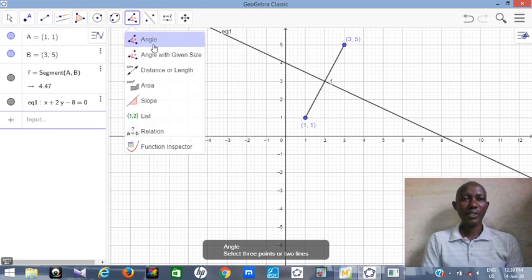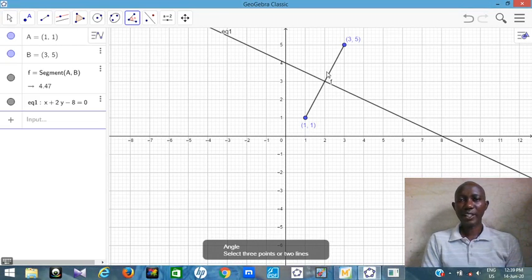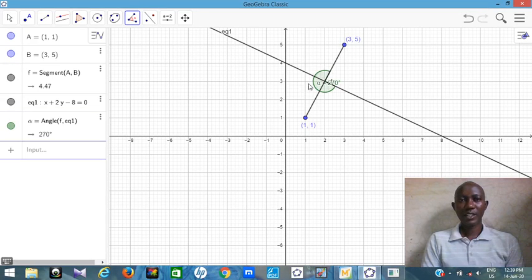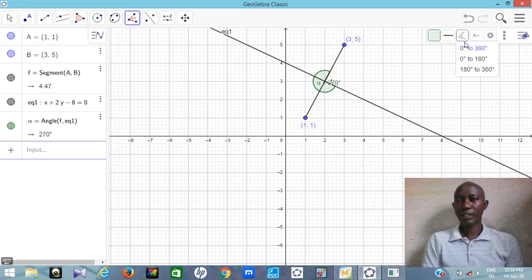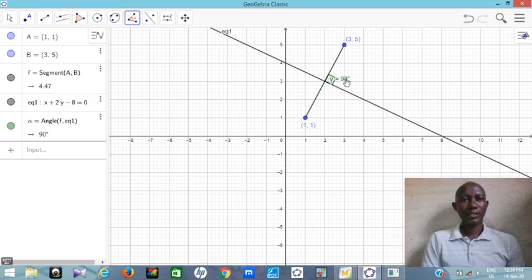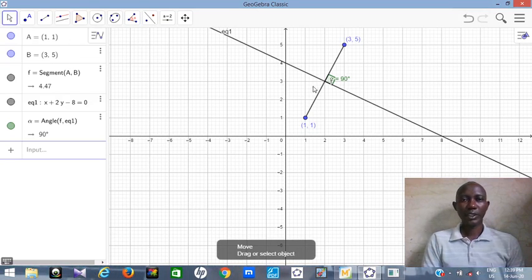If you measure the angle, you see that you are going to get 90 degrees between these 2 lines. Let me put it in 180 so that we can see it. So I need something of 0 to 180. You can see it is 90 degrees. So that is it with this question.